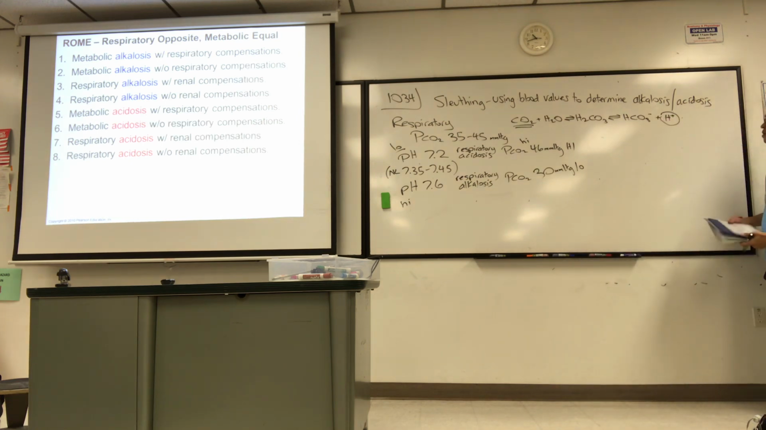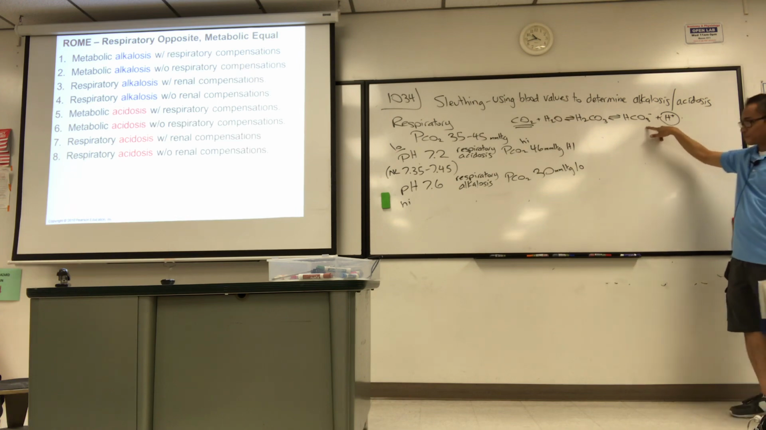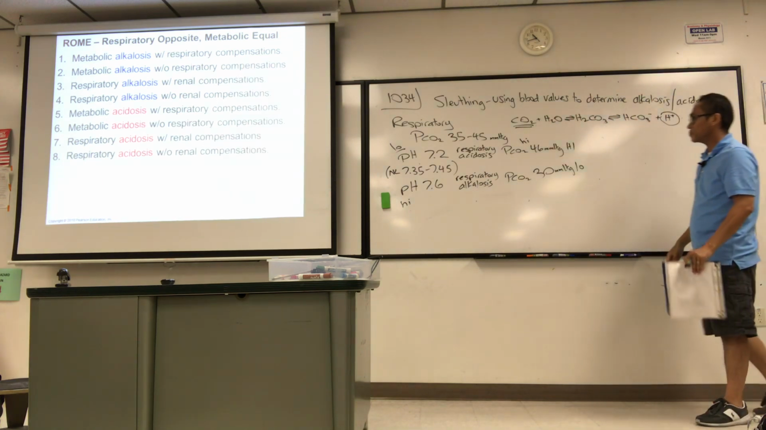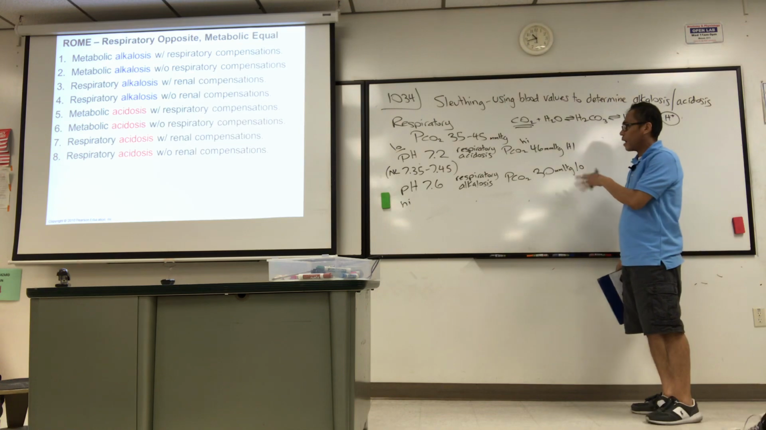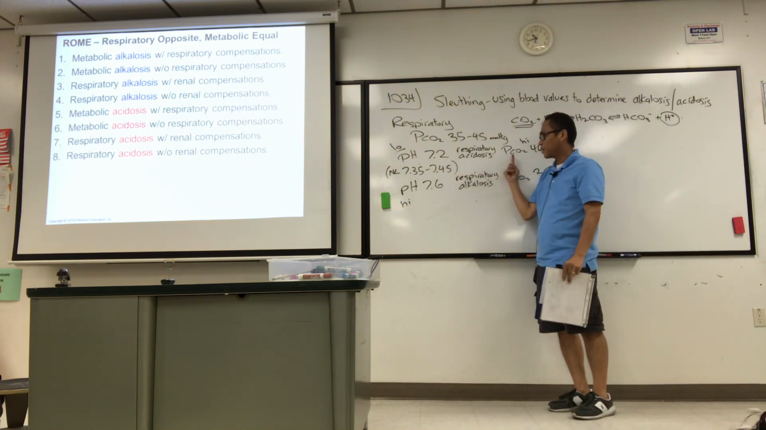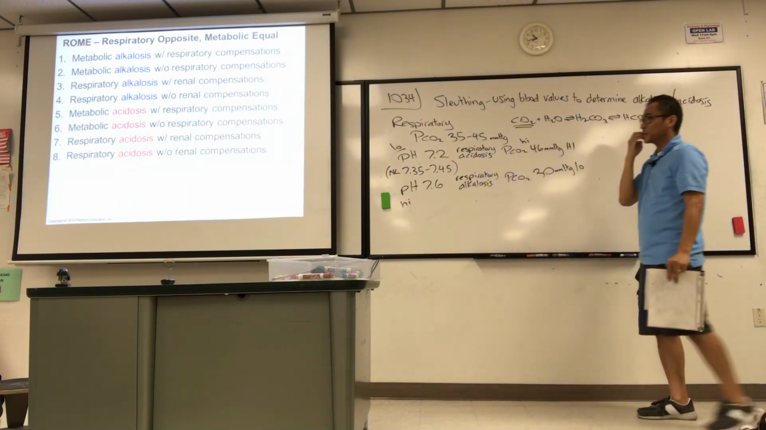If it's low, you drive it the other way, okay? From this way to the left, so that drives the pH up. So it's kind of like opposite. If the pH is low and it's a respiratory cause, that value should be high, and the reverse is true. So low-high or high-low for the respiratory system.